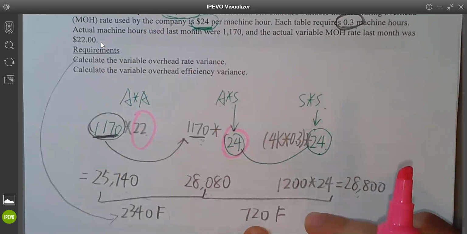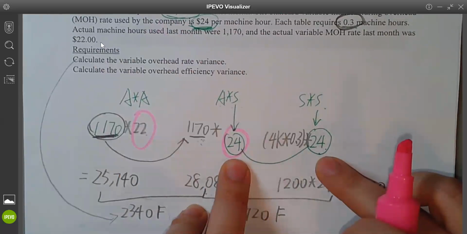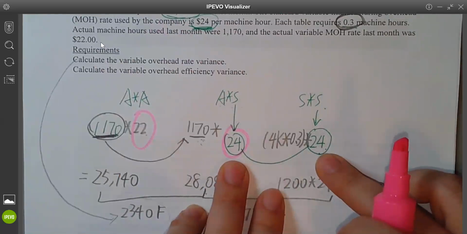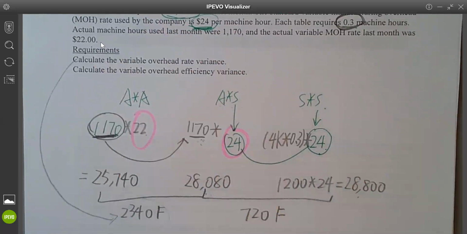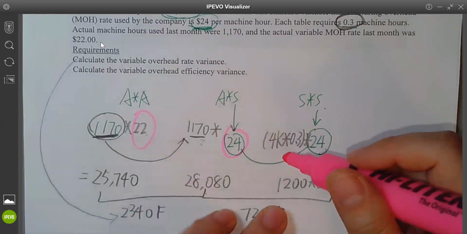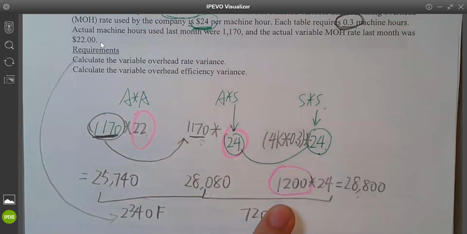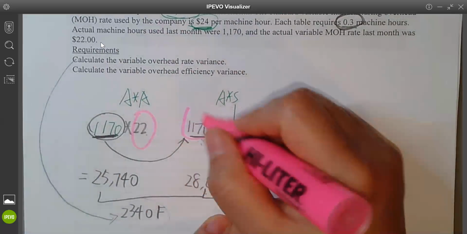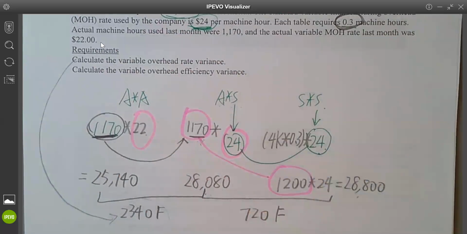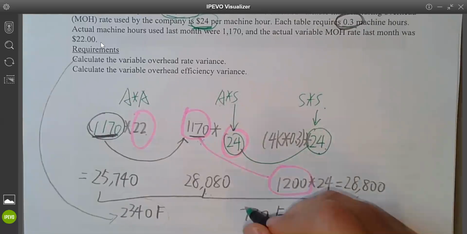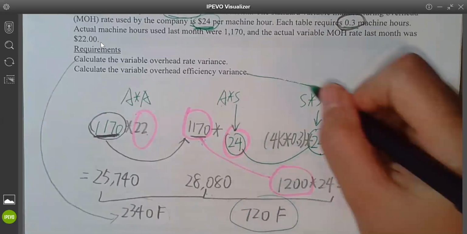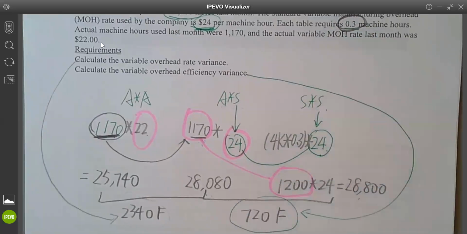Why do we have this variance? Because we use the standard rate, $24. But why do we still have a variance here? Based on the standard, we thought we would use 1,200 machine hours, but actually we only used 1,170 machine hours. So we improved our efficiency. And the $720, this is called the efficiency variance.